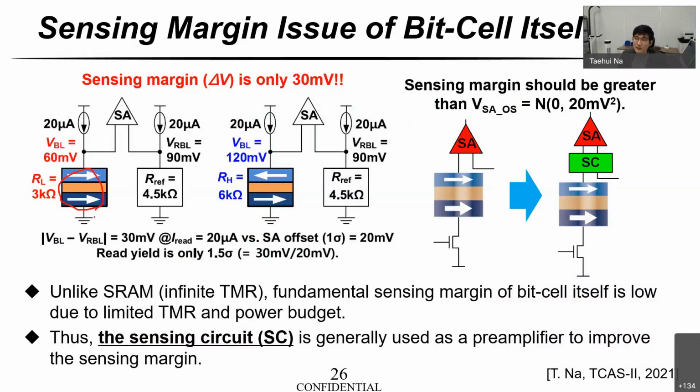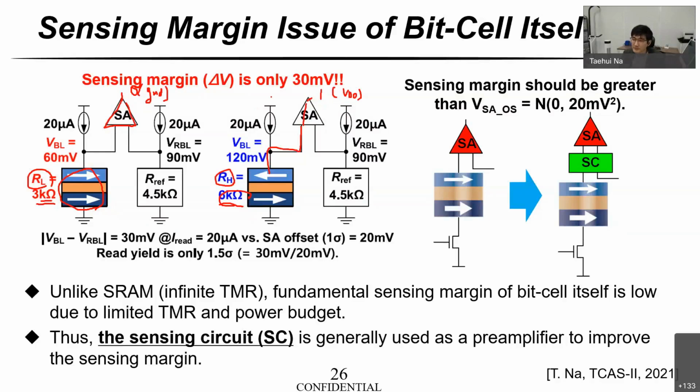This is the MTJ spintronic device, and you can easily think that in case of low resistance, the resistance value is in general 3 kilo ohm, and in case of high resistance, the resistance value is 6 kilo ohm. After the sense amplifier, 3 kilo ohm needs to be converted to the digital signal 0. And in case of 6 kilo ohm, it needs to be converted to digital signal 1. 1 means VDD, and 0 means ground, right?